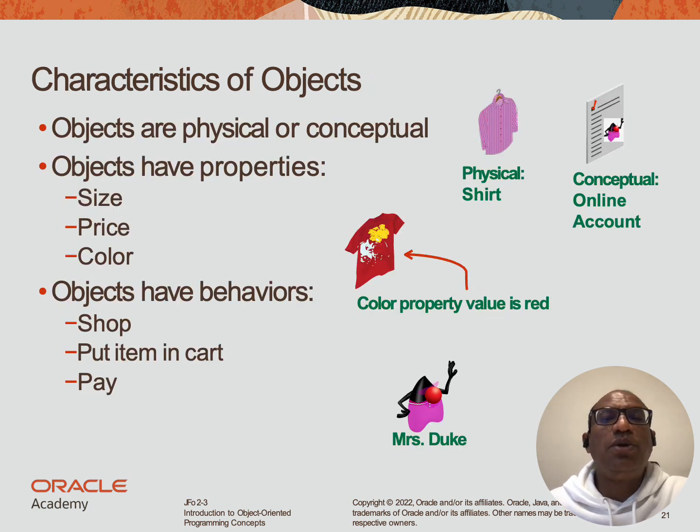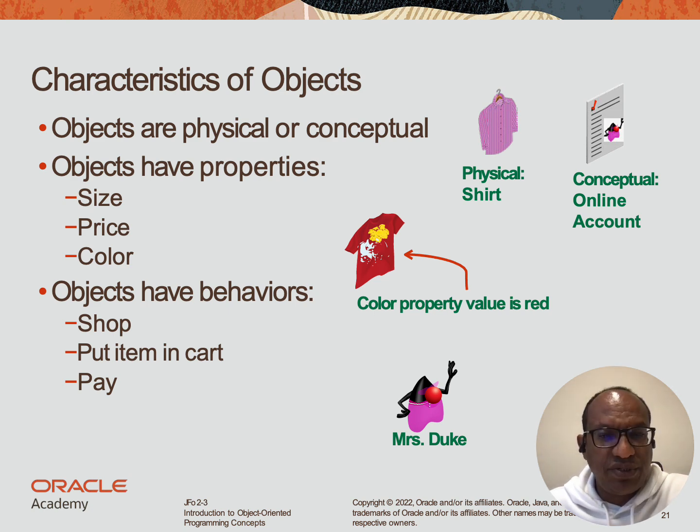To validate objects in a problem domain, such as the Duke's Choice order process, you identify the properties of all objects. Objects can be physical or conceptual. A shirt is an example of a physical object. A customer's credit card account is an example of a conceptual object, but it isn't something you can physically touch.